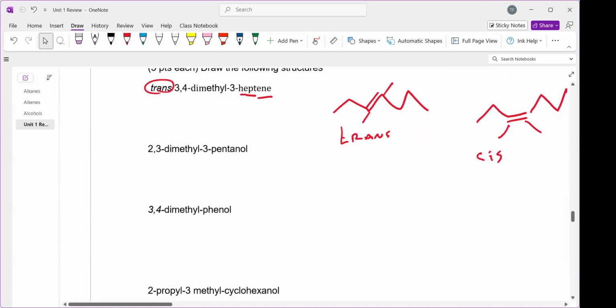Okay, so our backbone is 5 carbons, and it's an alcohol. Carbon number 3 is the OH carbon. And we have 2 and 3 methyl groups.